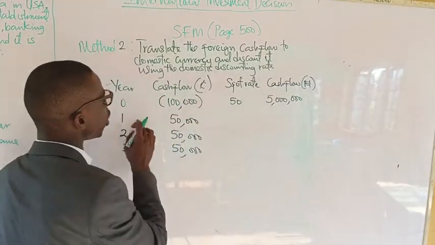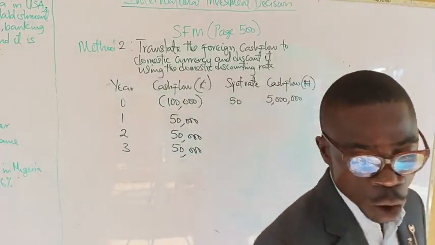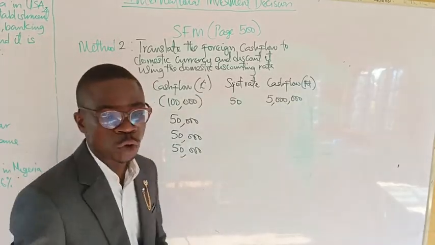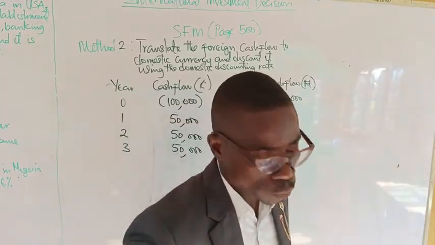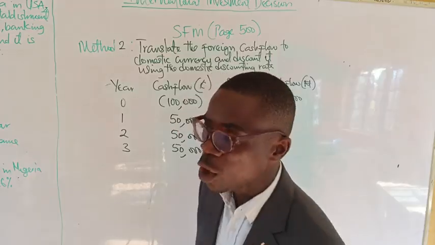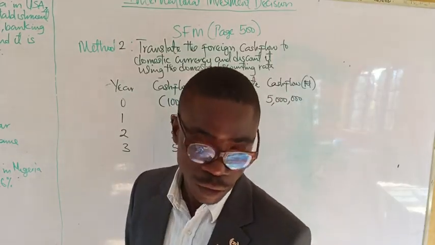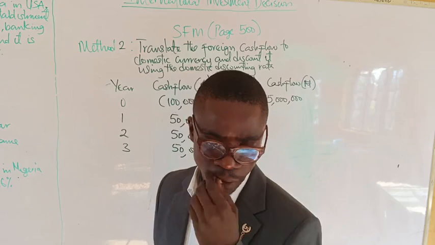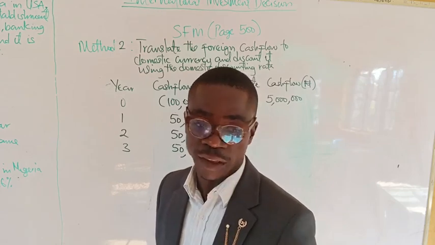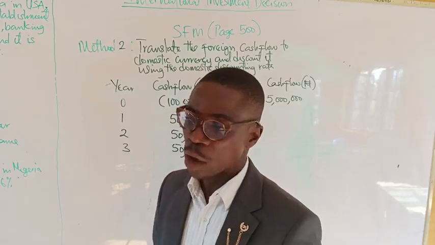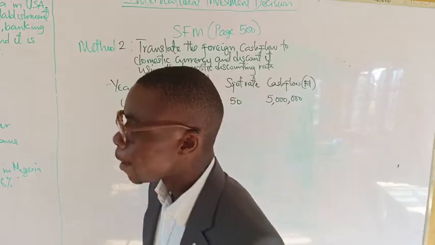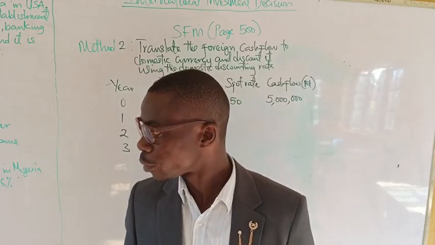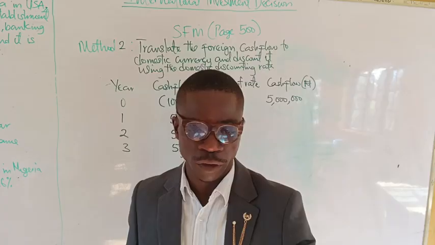Now, what will be the spot rate in year one? For you to calculate the spot rate in year one, you need to predict the future rate. How can you predict the future rate? Now, this is the formula. We have done that before. They've given us the discounting rate, that means the interest rate, right? Now you can use what we call interest rate parity theory. And what does interest rate parity theory say?